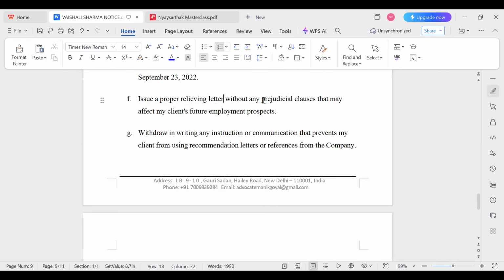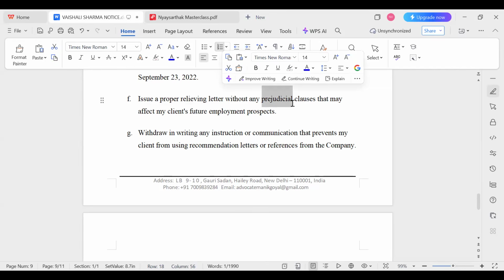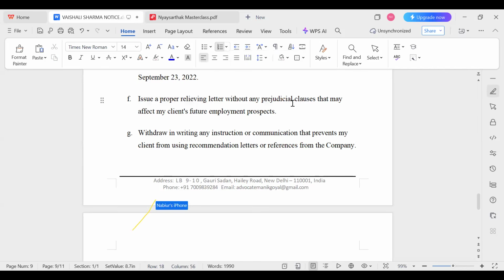Like it is written, they give a leaving letter, but they usually write that the performance of the employee was not as per mark. So that was our purpose, that they should not write that. Okay.